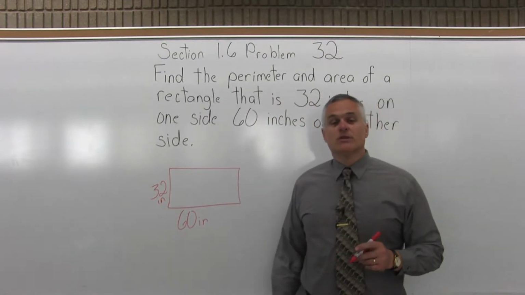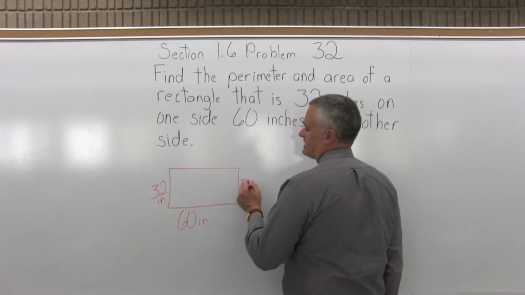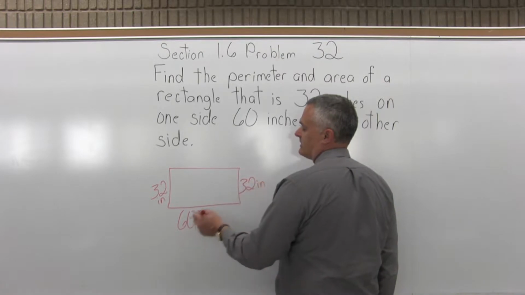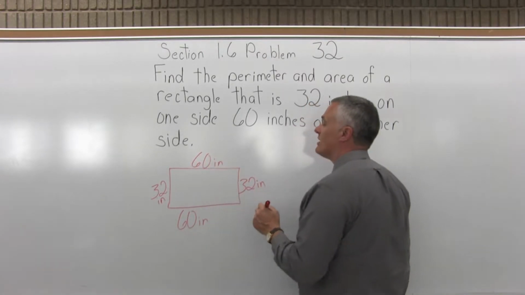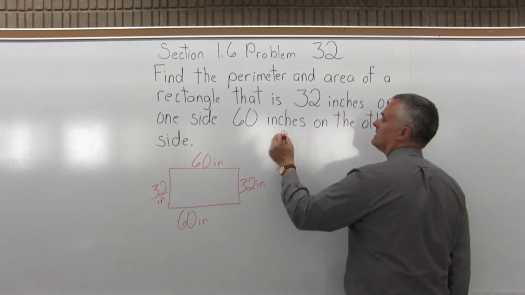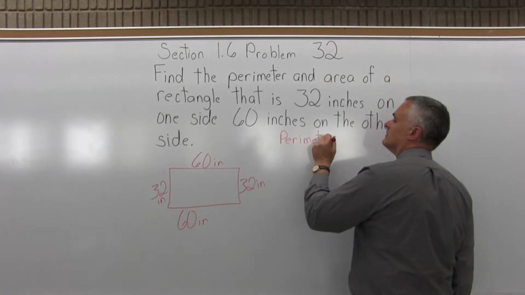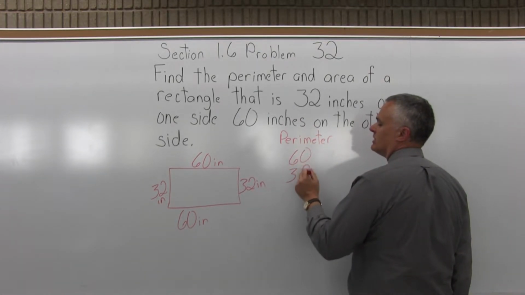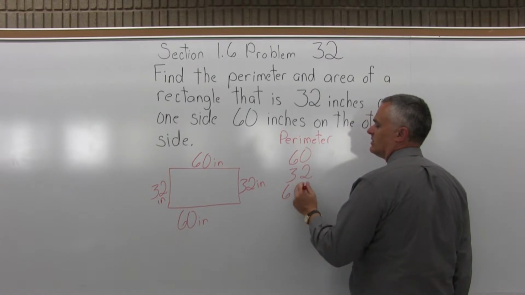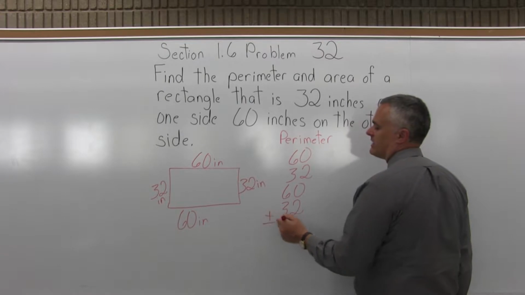So now the perimeter is the distance around. If it's a rectangle, if one side is 32 inches, then the other side is 32 inches. And if the bottom is 60 inches, then the top is 60 inches. So the perimeter would be 60 plus 32 plus 60 again for the bottom plus 32 for the left side. And I can add those up.